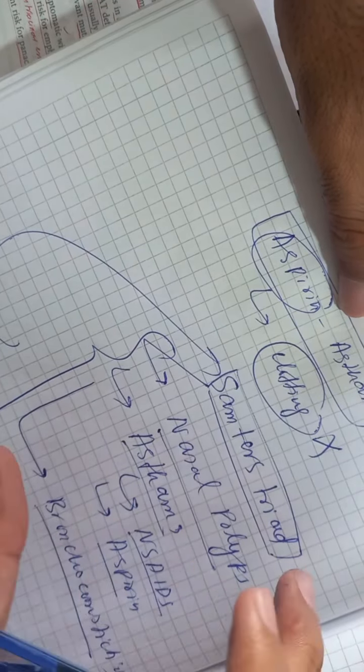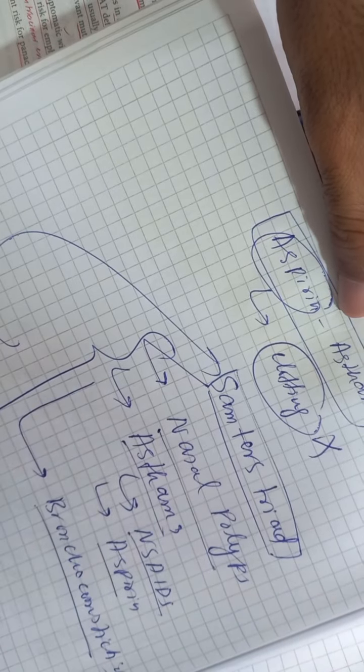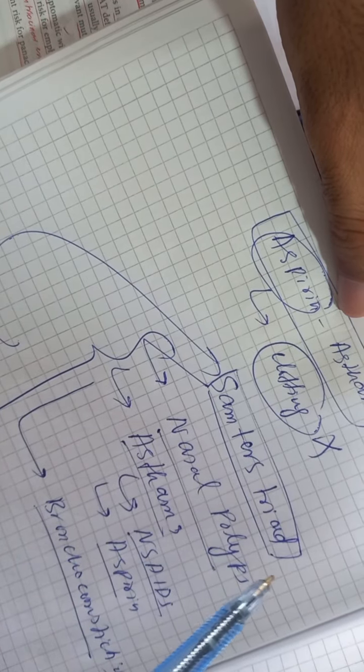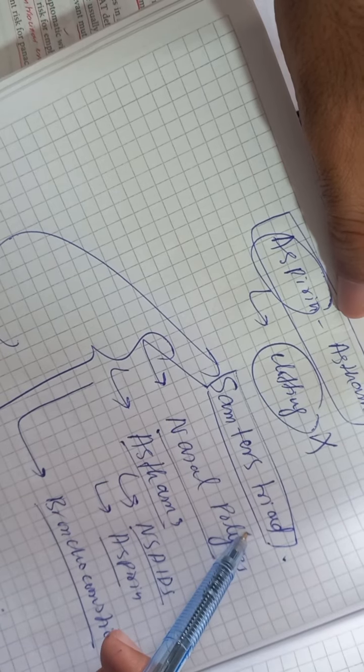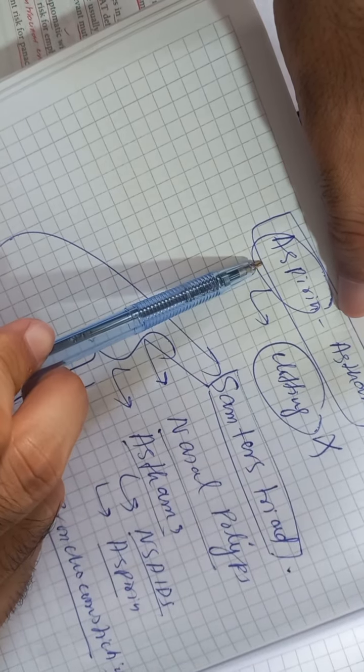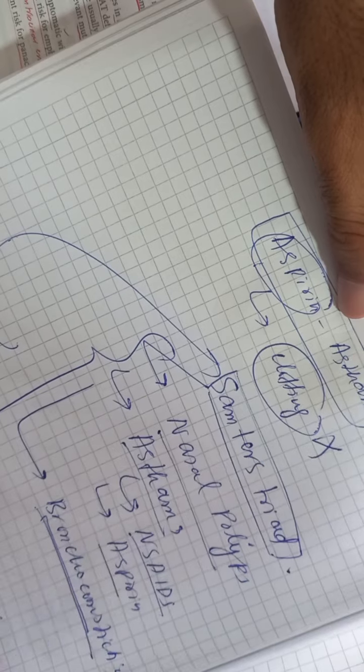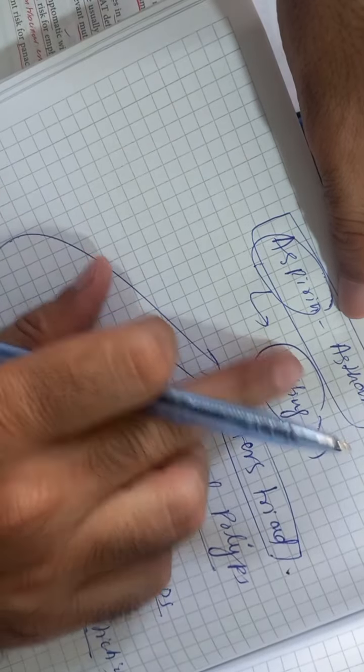Okay, so it also is a genetic susceptibility, right? So those individuals with this Samter's triad are called aspirin intolerant individuals, and when they consume aspirin, they get bronchoconstriction, and we call that aspirin intolerant asthma, right?